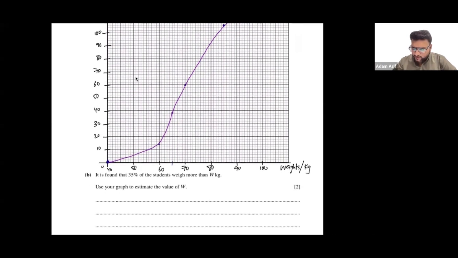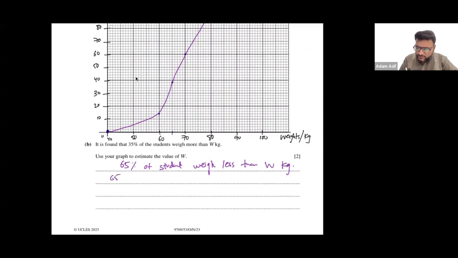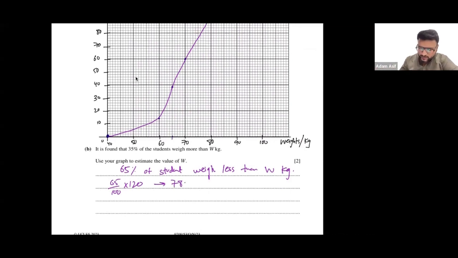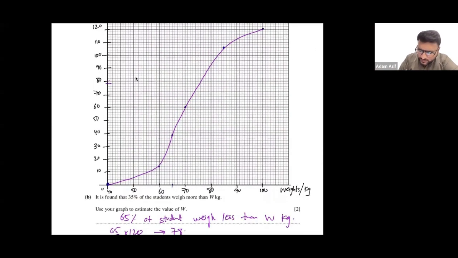Part B says it is found that 35% of the students weighed more than W kg. Use your graph to estimate the value of W. So 35% of the students weigh more than W kg. So that means 65% of students weigh less than W kg. So calculate 65% of the total cumulative frequency. 65% of 120 is 78. And we are going to go and read the value at 78. So this is 78.